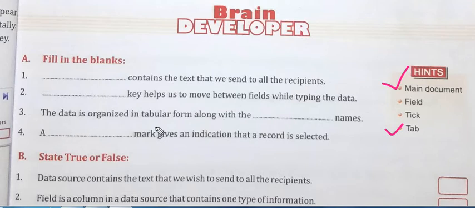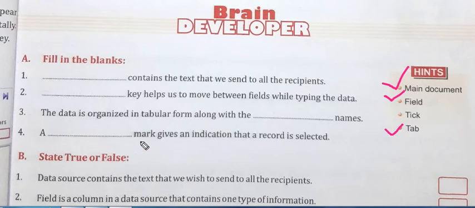Now next, the data is organized in tabular form along with dash names. Obviously, field names. The different fields: first name field, last name field, date of birth field. Whenever we maintain records, they are maintained in the form of a table, and each column is considered a different field, like father name field, phone number field, and so on.